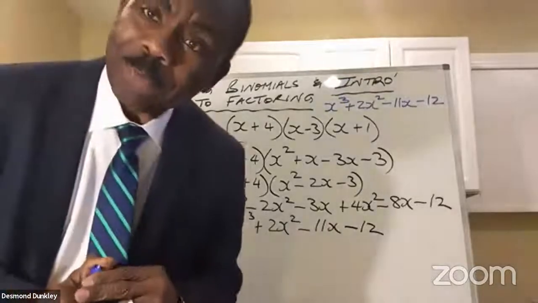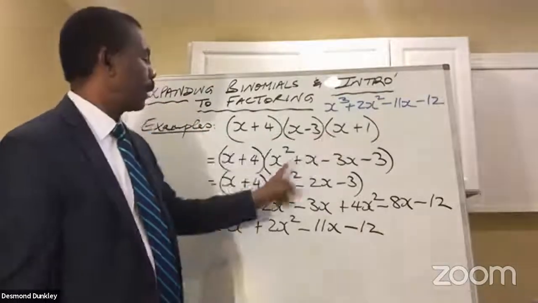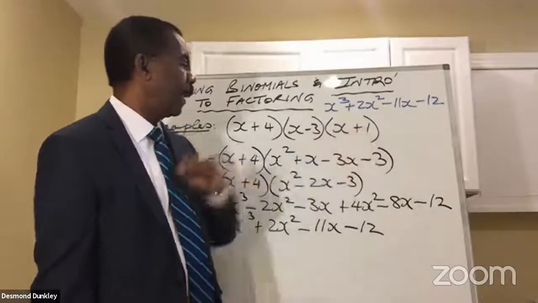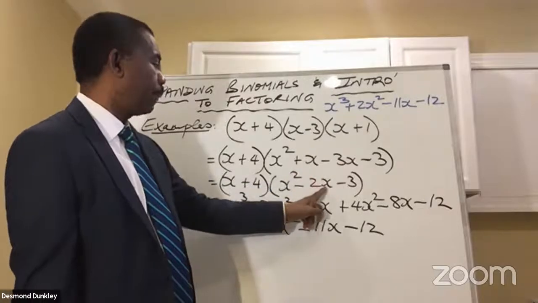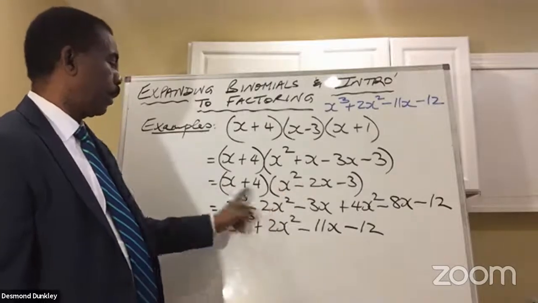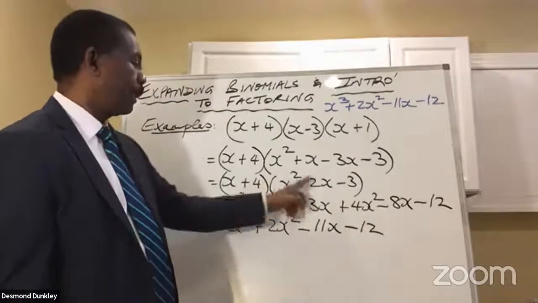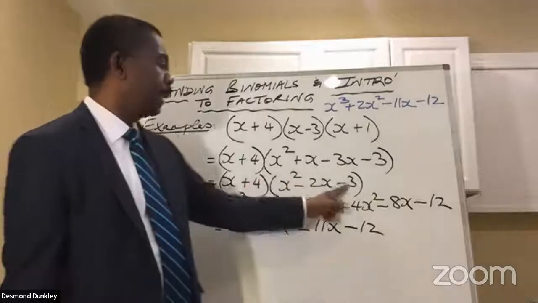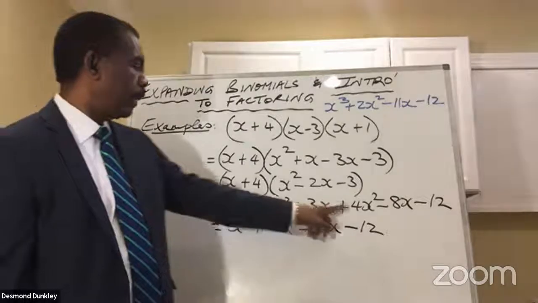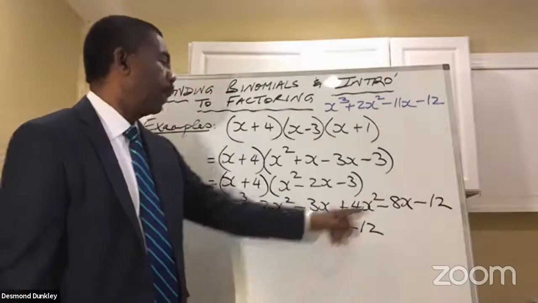Let me check my answer, my work first before we do the second part. Let's go. x times x, x squared. x times 1, 1x. Negative 3 times x, negative 3x. Negative 3 times 1, negative 3. Put these together, negative 2x. x times x squared, x cubed. x times negative 2x, negative 2x squared. x times negative 3, negative 3x. 4 times x squared, 4x squared. 4 times negative 2, negative 8x. 4 times negative 3, negative 12. Combine x cubed. This plus that is 2x squared. This minus that is negative 11x, and that's 12.